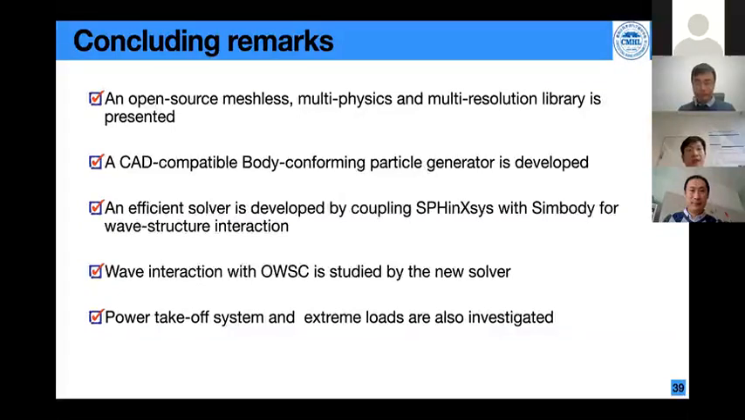And then we have developed an efficient solver for the wave interaction with structures by coupling SPHinXsys with SimBody, and then we validated the solver by simulating wave interaction with an oscillating wave surge converter, and also the power takeoff system and the extreme wave loads are investigated.